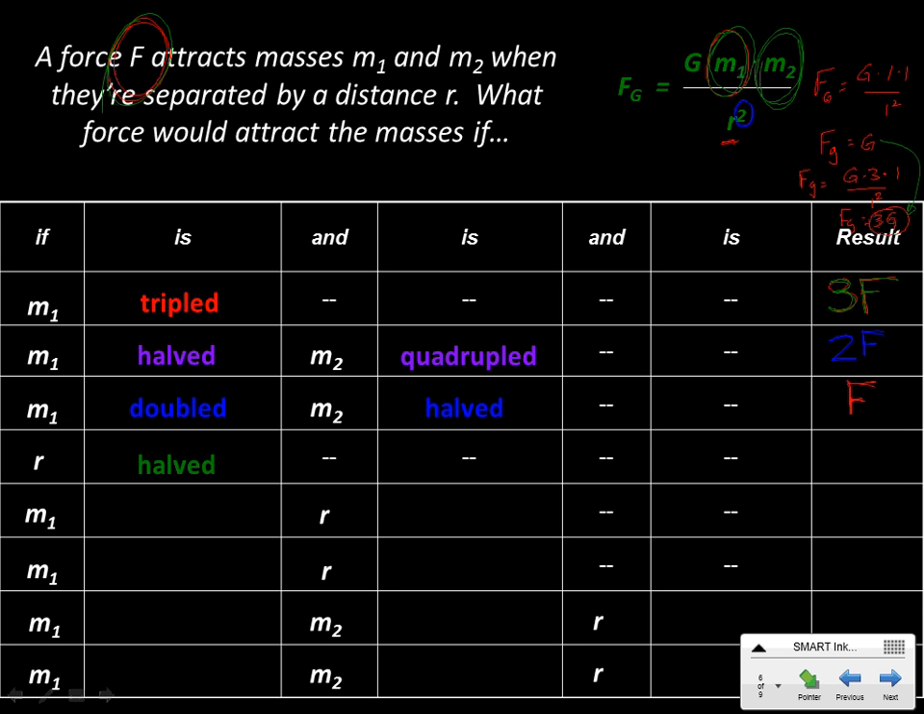The inverse part, the fact that R is in the bottom, means whatever we do to R, we do the opposite to F. If we divide R by 2, that means we multiply F by 2, except by 2 squared. So our result here is 4F. I'll do that again. Whatever we do to R, we do the opposite to F, except we do the opposite squared.